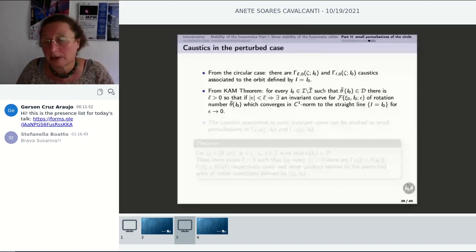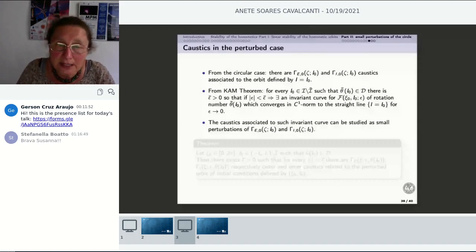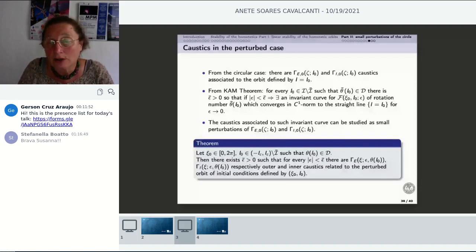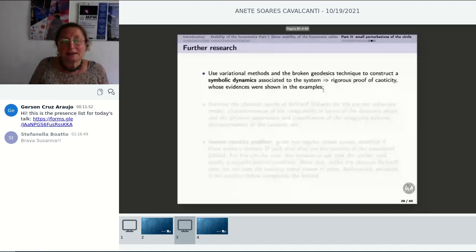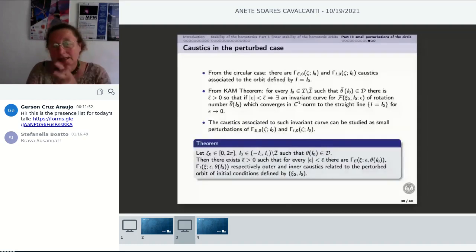Okay. Let me again point out that in relation with any of these invariant curves, there are inner and outer orbits that can be studied, and are also small perturbations of the caustics of the unperturbed case. This is somehow similar to the case of the Birkhoff billiard, but again with a difference. For example, it is not clear that given any pair of caustics, there is an interface for which these are true caustics.